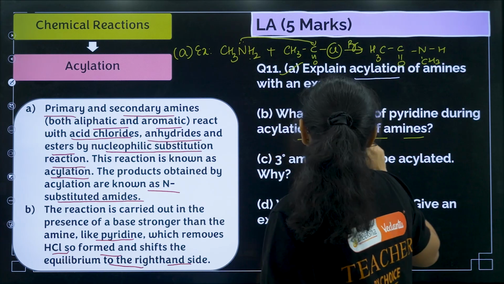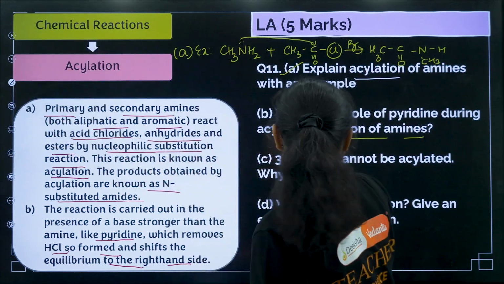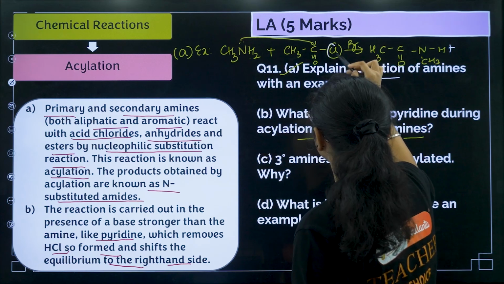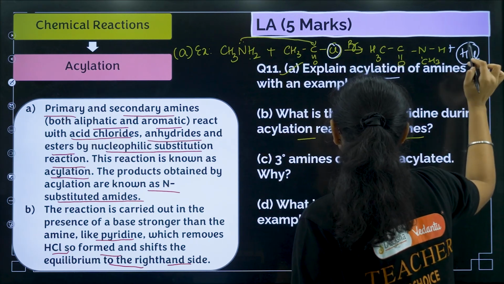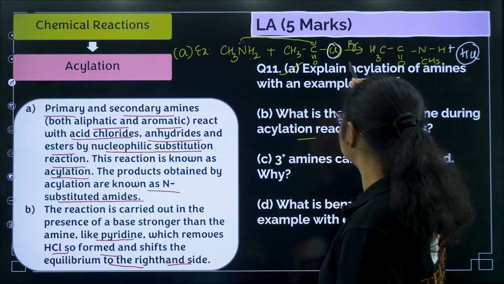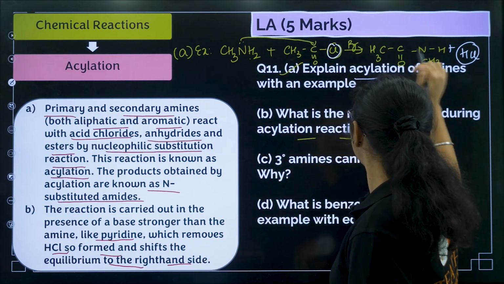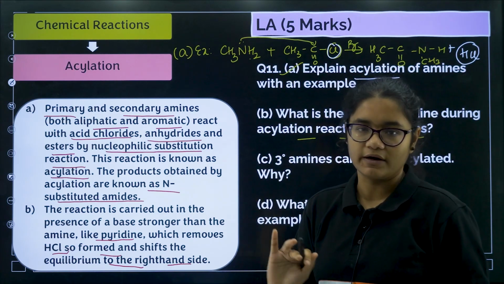Now see what happens here: in the byproduct we have an acid. This chlorine and one hydrogen from here will come out to give you HCl, right? Now this HCl can reverse the reaction. So to prevent that we use pyridine, which is a strong base, and it will remove this HCl and the reaction will proceed in the forward direction.